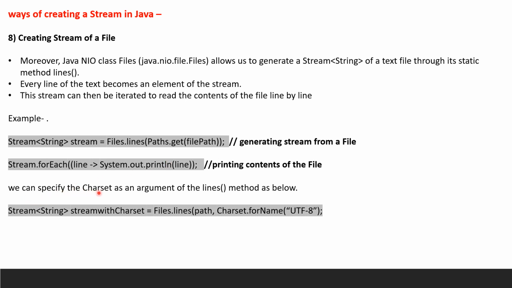Here we can specify the character set also, as an argument of lines. How can we do that? Stream with charset: Files.lines of path comma Charset.forName UTF-8. So in this way we can directly specify the character set as an argument of lines. So this is a way to create a stream of a file. So these are the 8 methods, or 8 ways, of creating a stream in Java.